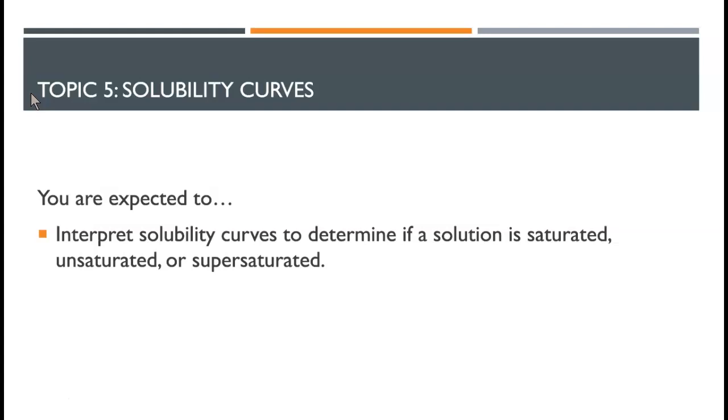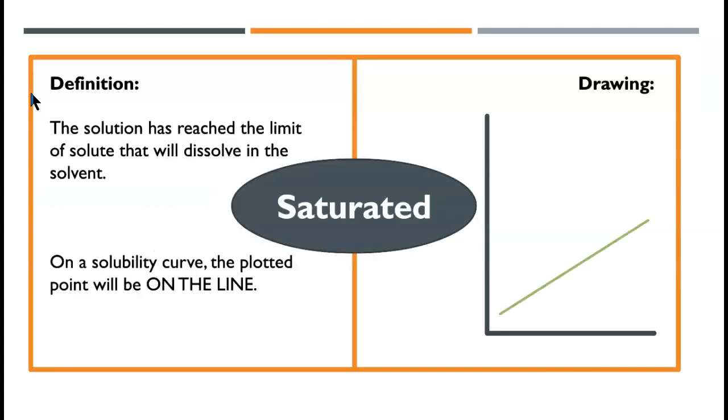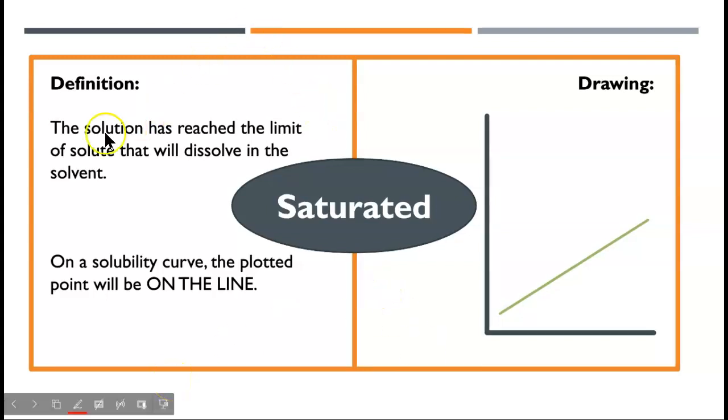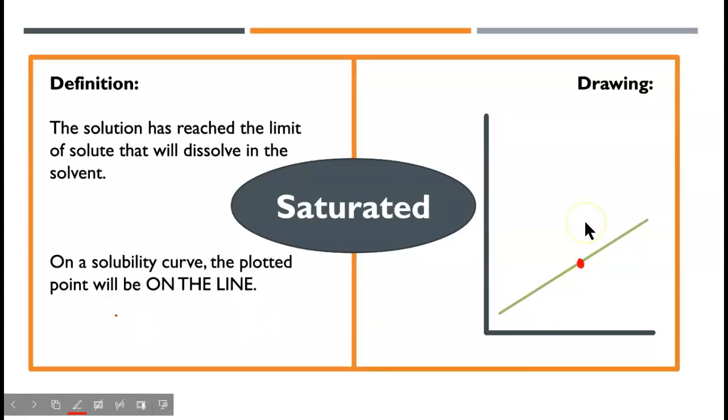And the last topic is, well, not the last one, but solubility curves is the next one. Go ahead and pause so you can read what you were expected to do. Here we have the word saturated, which remember, saturated means it reached the maximum amount of solute to dissolve in a solvent. And then on the solubility curve, the dot will be on the line. So the plot point is on the line.